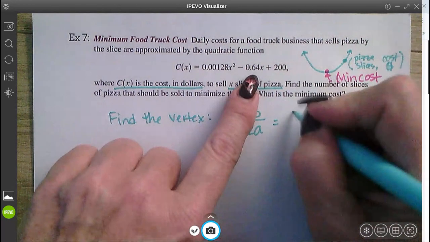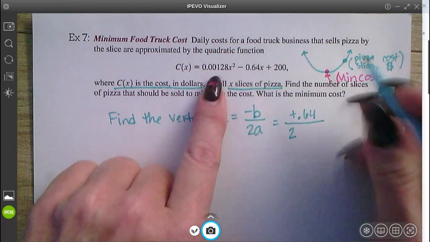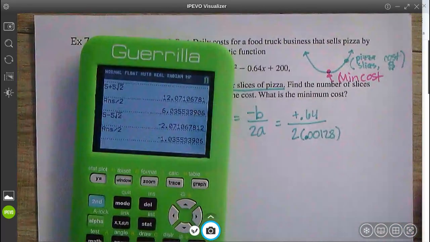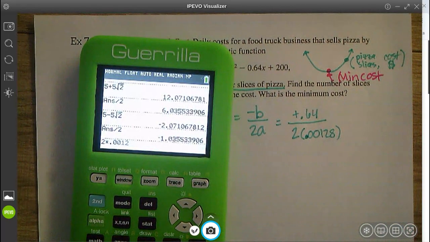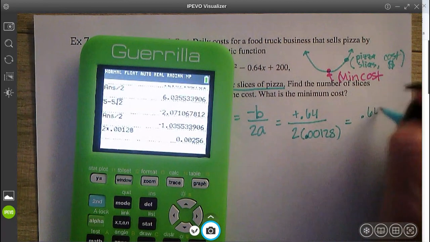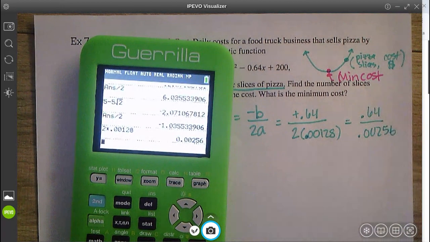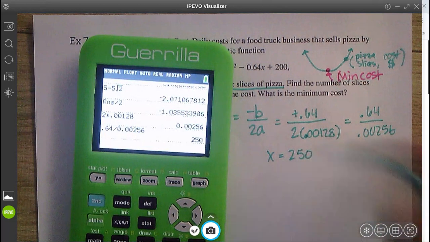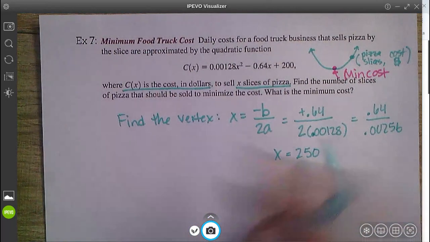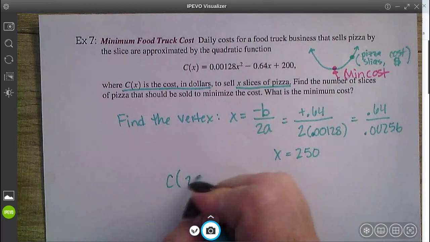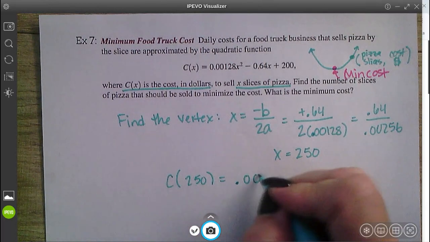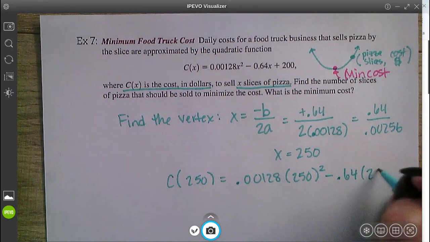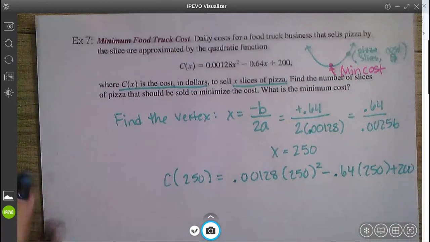It is the opposite of b, so positive 0.64 over 2 times a, which is 0.00128. 2 times 0.00128 is that number, so 0.64 over 0.00256, which is 250. How do I get the y coordinate? By substituting that back in for x. So c of 250 would be 0.00128 times 250 squared minus 0.64 times 250 plus 200.